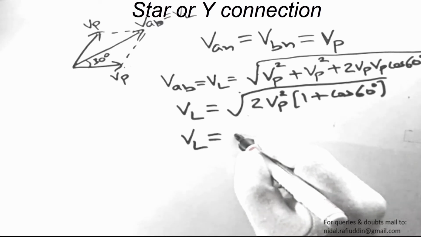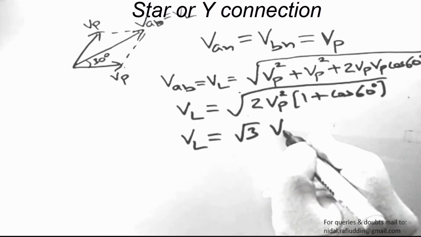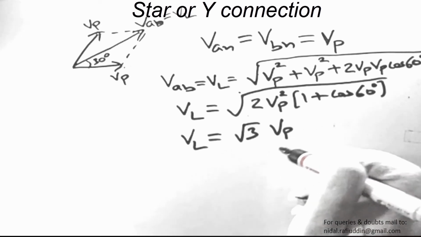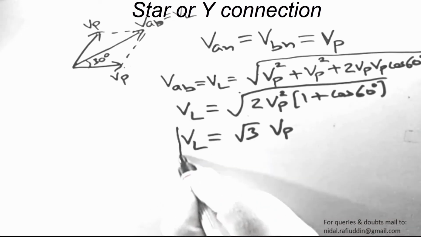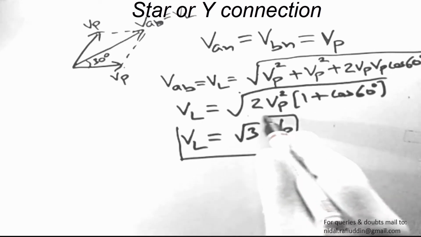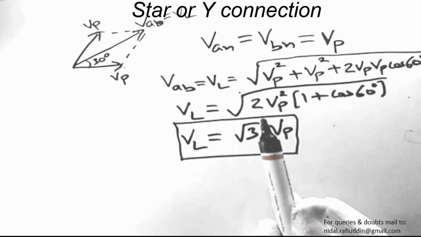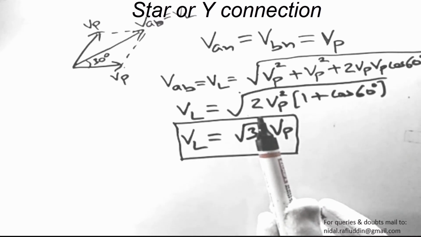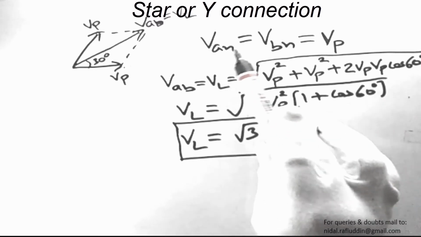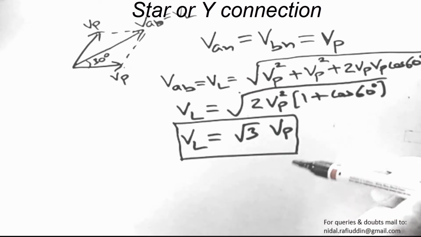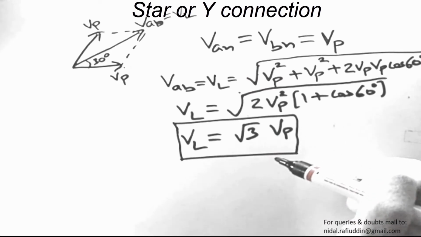So we are left with root 3 and taking Vp square out of the root sign, so we get root 3 Vp. So this is the relation between the line voltage and the phase voltage in case of a three-phase system. If you try to find the voltage values for other phases as well, like VBN, VCN, we'll come up with the same relation which exists here. Now this can be represented in terms of phasors as well.